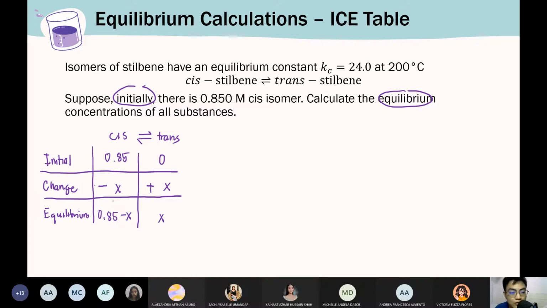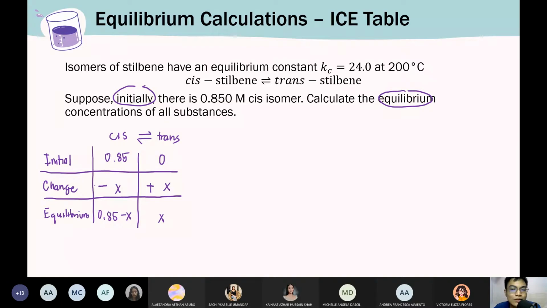These are now the equilibrium concentrations. Pwede ba yun, sir? May expression? Yes. Yun nga yung pinaka-point ng Anachem. Mag-algebra. Okay? So that is our equilibrium concentration for the cis and the trans. And now, nasolve na natin yung equilibrium concentration, 0.85 minus x sa cis, tas x sa trans.